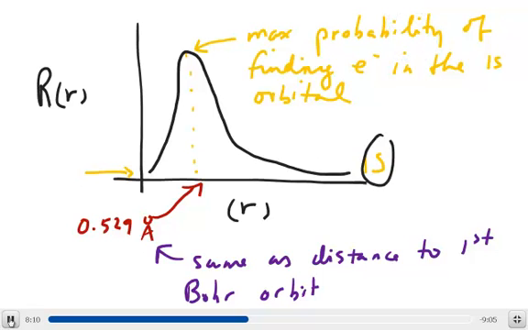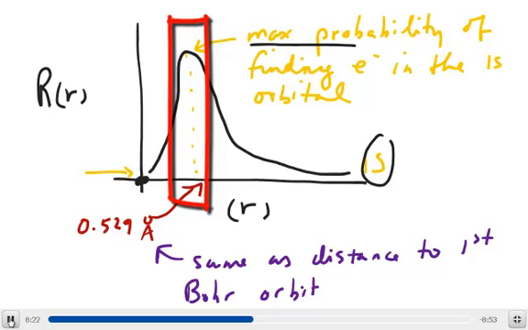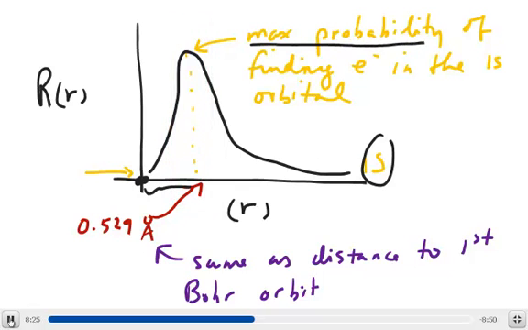This is important because what this curve is saying is basically there's a certain distance away from the nucleus where you can have a maximum probability of finding the electron. This is the distance where you're most likely to find the electron, right at this distance right here. And if we do the calculation, what we find is that that distance corresponds to 0.529 angstroms. Exactly the same distance that Bohr calculated to be the distance to his first orbit.